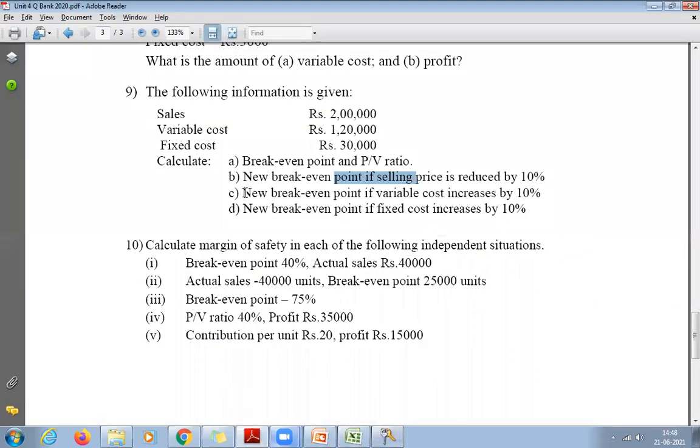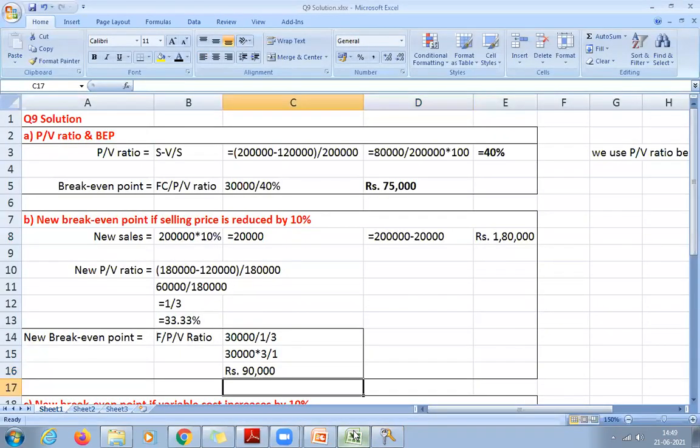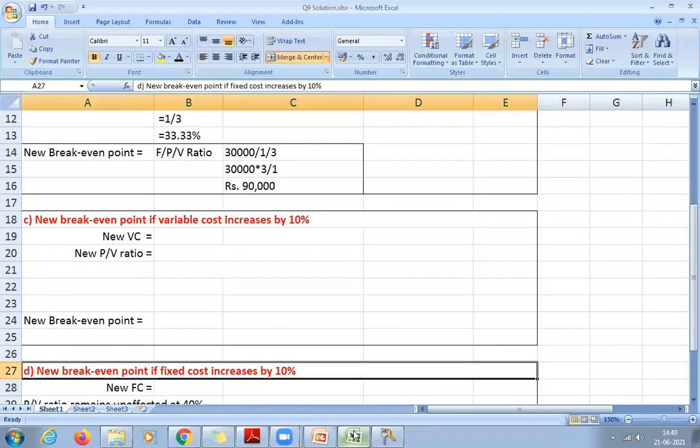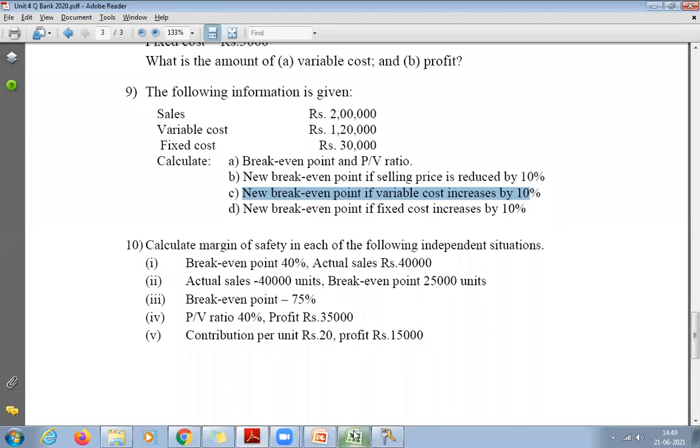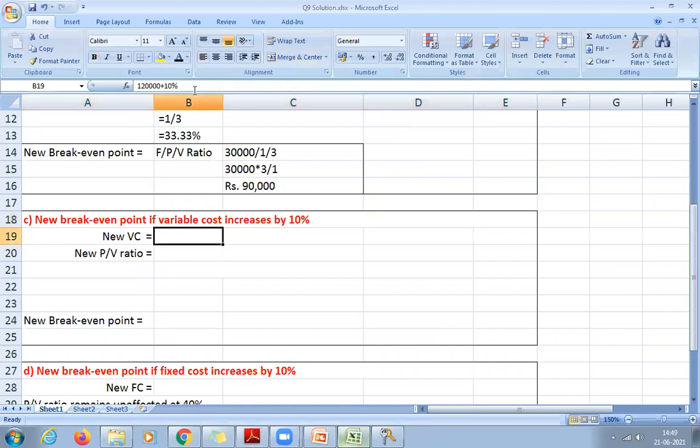Do the third one. So third one is now other things will be same. Sales will be same. Fixed cost will be same. Only variable cost is going to change. Variable cost is going to increase by 10%. Okay. So now we will calculate. How will you calculate? The same fashion what we did now. So now you have to calculate new variable cost. Okay. So how much is the old variable cost? 1.2 lakhs. So calculate 10% of 1.2 lakhs first, and then you add that to 1.2 lakhs, because it is increasing.